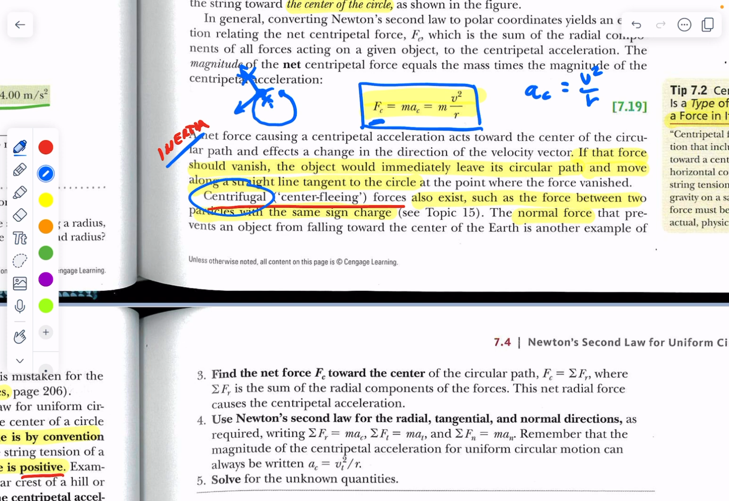Now, in other situations not having to do with centripetal forces, there is something that we call a center fleeing or a center avoiding force, a force that wants to take it away from the center. And like my original arrow up here would be a centrifugal or center fleeing force, because it's going in the direct opposite direction from the center. And one example of that would be if you have two particles, and I need to erase some stuff here so you can see it.